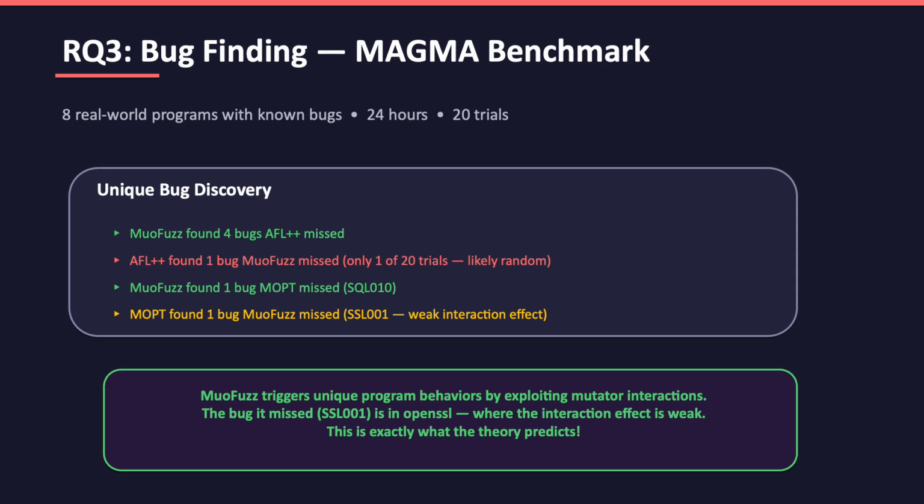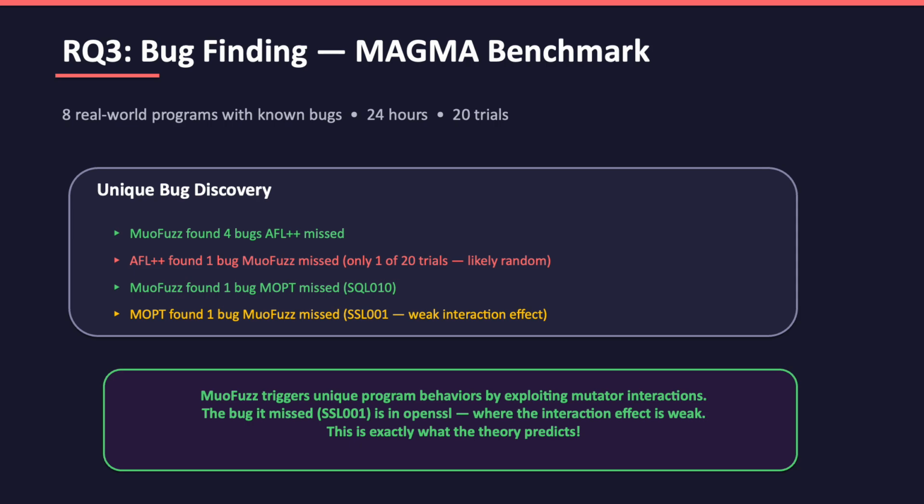The comparison with MOP is more nuanced. They find the same total number of bugs, but each found one unique bug the other missed. MoFuzz found SQL010 that MOP missed. MOP found SSL001 that MoFuzz missed. And here's the beautiful thing. SSL001 is in the OpenSSL program, the one where we already know the interaction effect is weak. So even the bug MoFuzz misses is consistent with the theory.